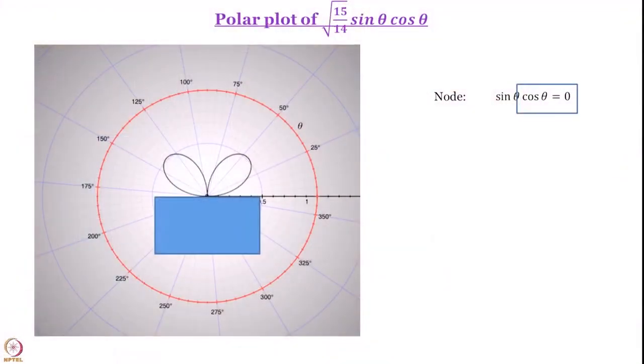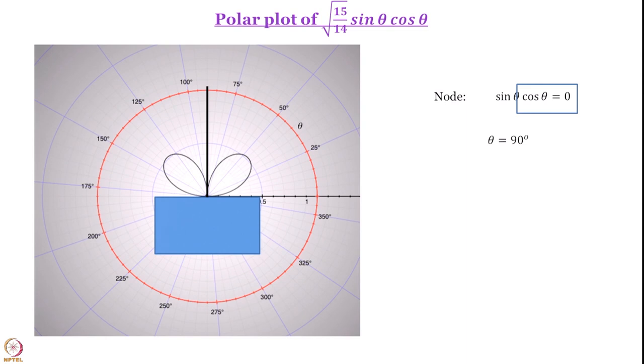What gives you nodes is cos theta equal to 0, and cos theta equal to 0 means theta is equal to 90 degrees. This is what we had mentioned in the previous slide also. This here is your node.